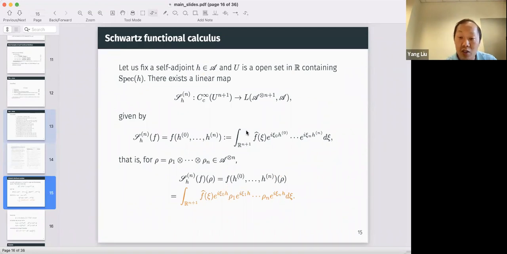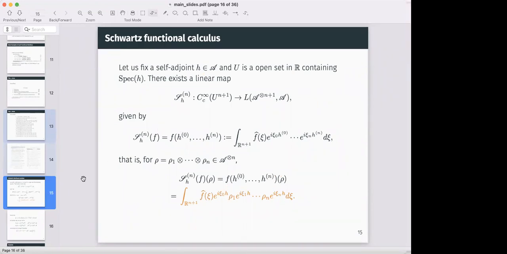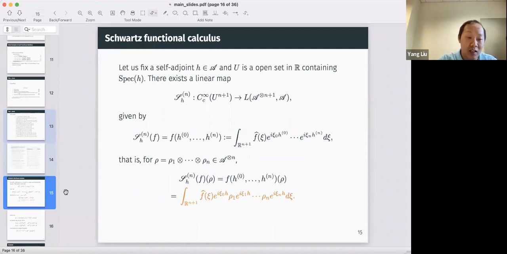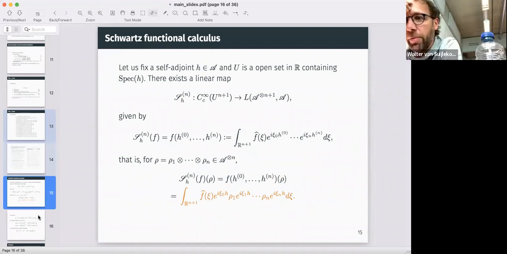Any questions so far? Yeah, maybe I have one, Young. This looks like a multiple operator integral. Yeah, yes, that's the next comment. Okay, sorry, go ahead.